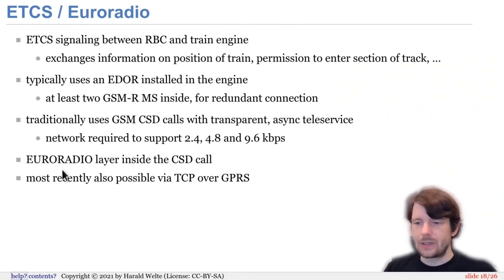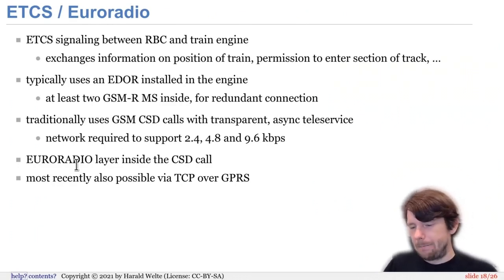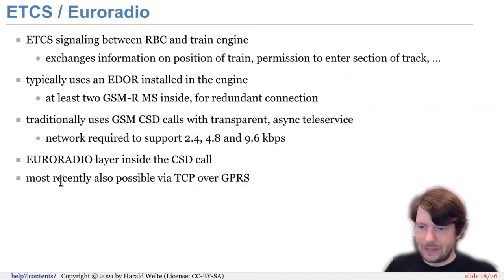Inside there is a layer called Euro Radio, very, how can I say, a very innovative name, as if there was no other form of radio in the European Union or in Europe. This layer is a protocol specified outside of the context of GSM-R. I mean, GSM-R just establishes this transparent bearer, and then Euro Radio is the application layer protocol on top of it.